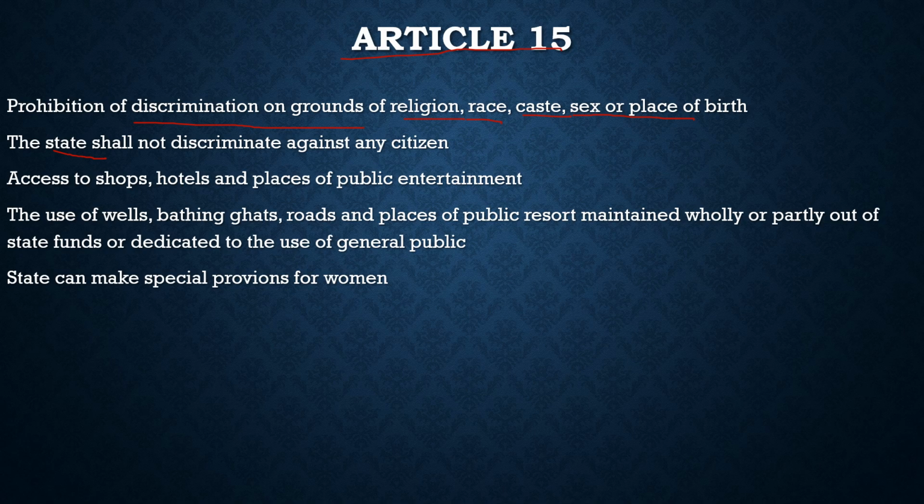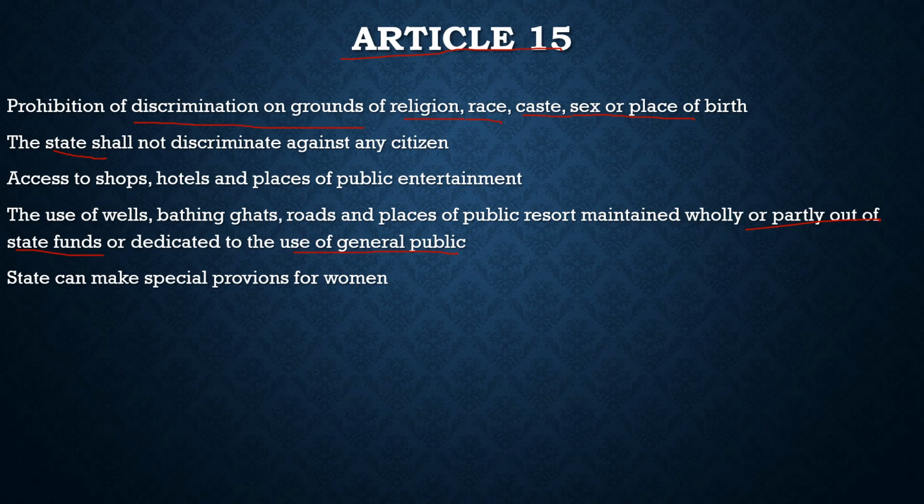Then it says, in access to shops, hotels and places of public entertainment, the use of wells, bathing ghats, roads and places of public resort maintained wholly or partially out of state funds or dedicated to the use of the general public. It does not include private property. For example, if there is a private swimming pool, you cannot go onto their property and violate their privacy. That is not included here. That's why it is clearly said, maintained partly out of state funds.